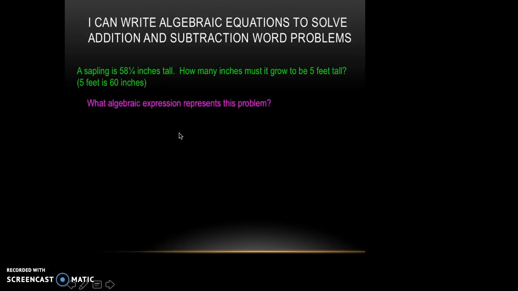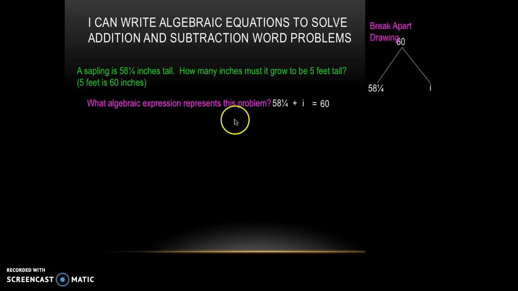So what would our algebraic expression look like? Well, this is the height of the sapling. It's going to grow an unknown number of inches and eventually be 60 inches tall. So in our break apart drawing, these two would add together to give us the 60, or 60 minus this would give us our missing number.